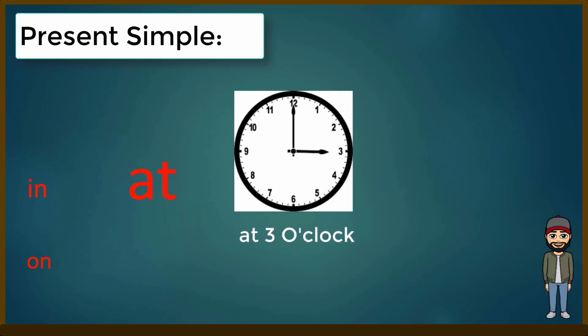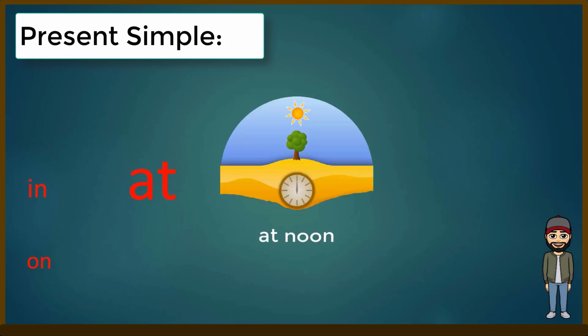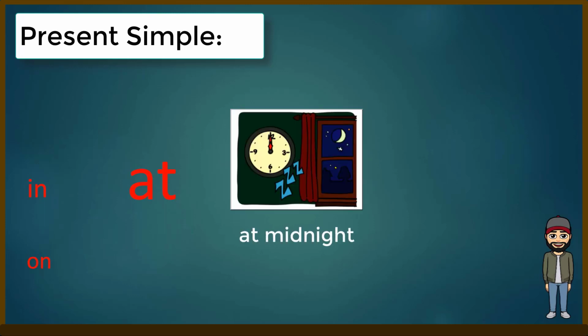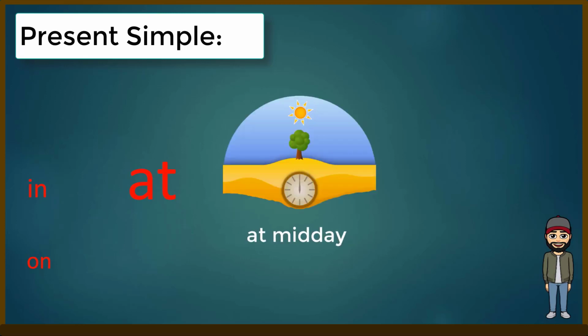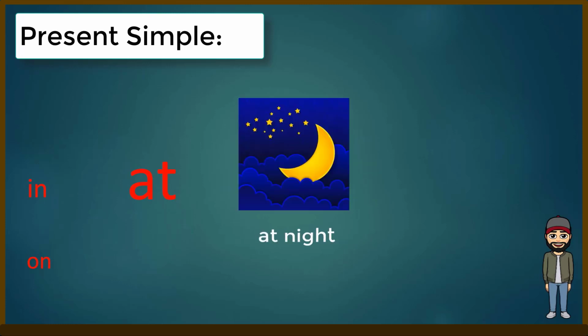We use at with time. نستخدم at مع الزمن. Example مثال at 3 o'clock في الساعة الثالثة. At noon في الظهيرة. At midnight في منتصف الليل. At midday في منتصف النهار. At night في الليل.